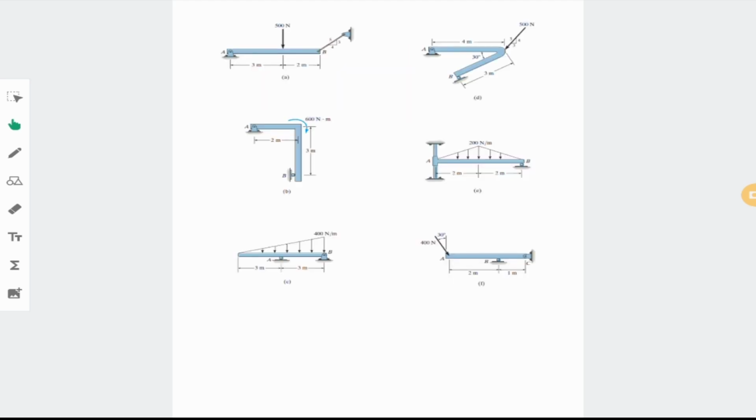Okay, let's go to the next page. Here I have some examples. I want to go through some of these examples or all of them and try to find the free body diagram of the beams, using the information which was provided in the last session.